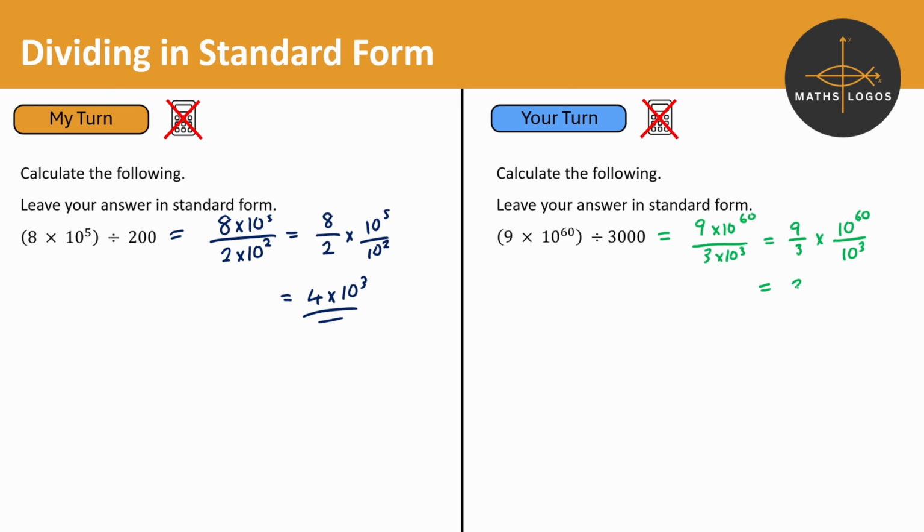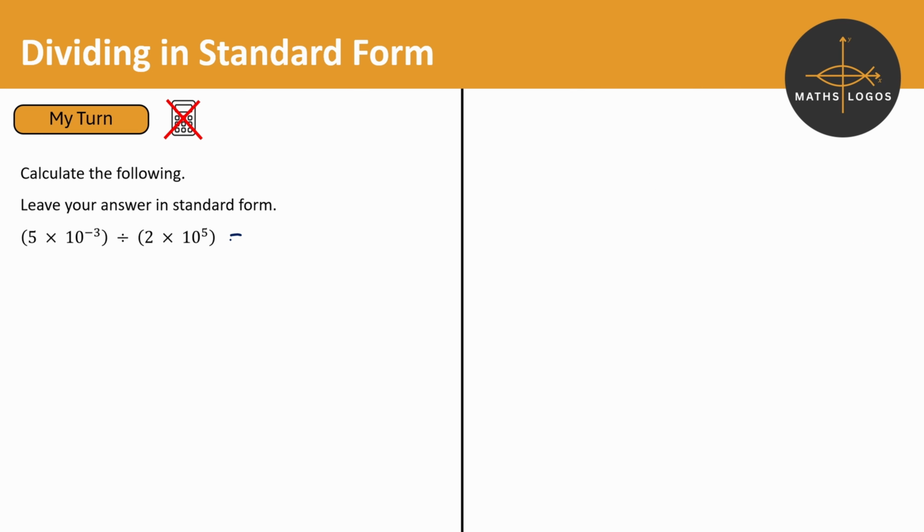9 over 3 is 3. And then subtract your indices because we're dividing powers with the same base. 60 take away 3 is 57. Check it's in standard form, and it is. Okay, our next example, we've got some negative indices.